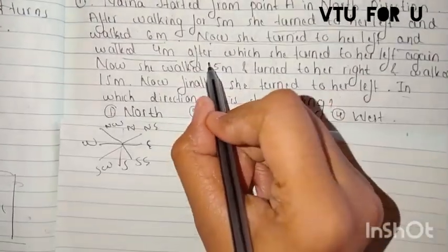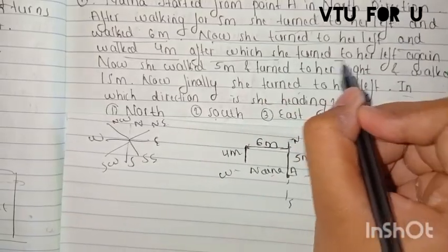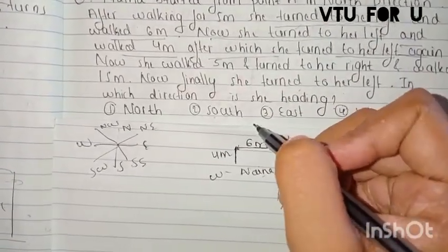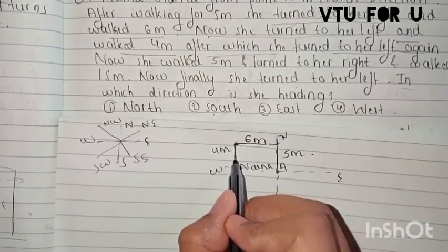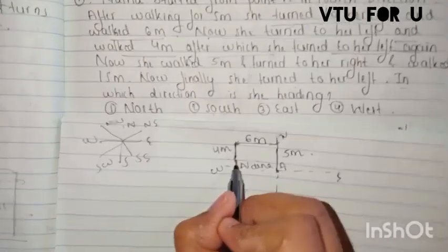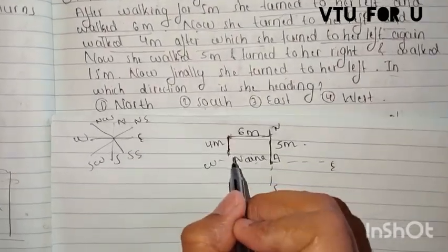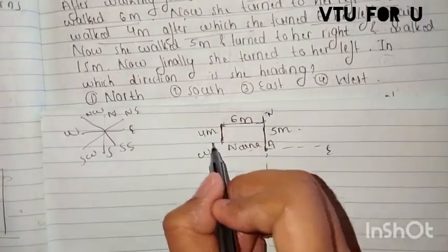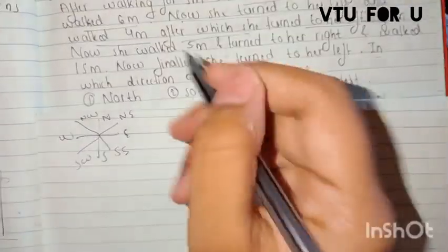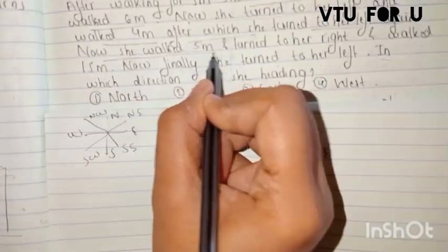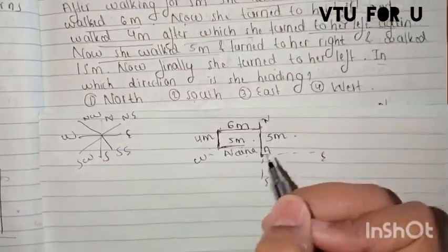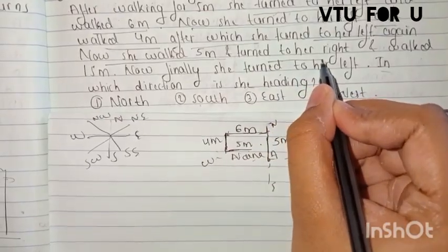Okay, after which she turned to her left again. She is gonna turn to left at this moment. At this moment she is looking to east, right? At east, which is your left hand side is more important. So at east, this is your left hand side. Now she walked 5 meters. She is gonna walk for how much meter? 5 meters.